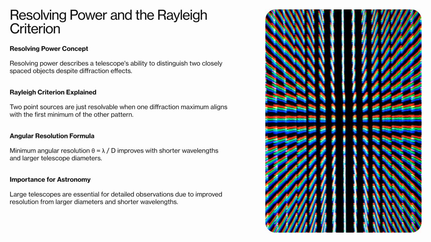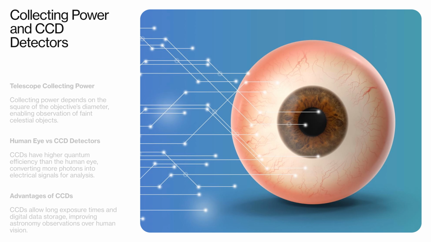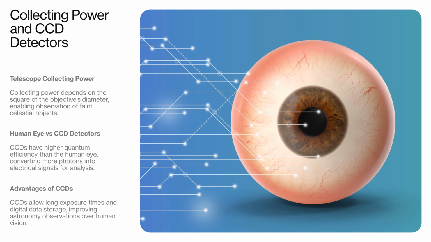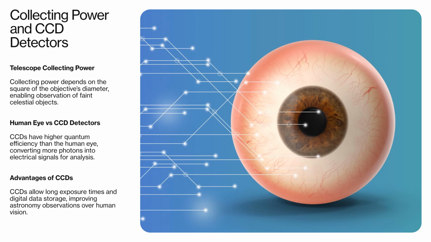The minimum angular resolution is given by theta ≈ λ/d, where λ is the wavelength of light and d is the diameter of the objective lens or mirror. Resolution improves with shorter wavelengths and larger diameters, explaining why large telescopes are essential for detailed astronomical observations. Collecting power refers to a telescope's ability to gather light, which is proportional to the square of the diameter of the objective. A larger collecting power allows astronomers to observe fainter objects and obtain better signal-to-noise ratios.